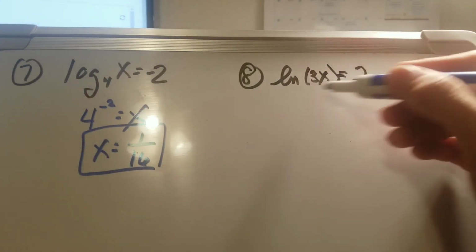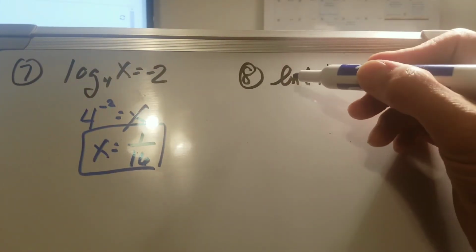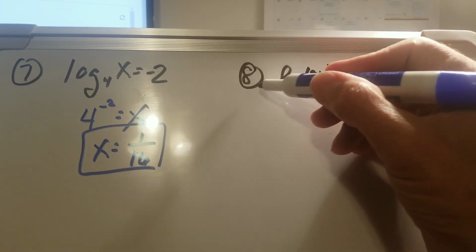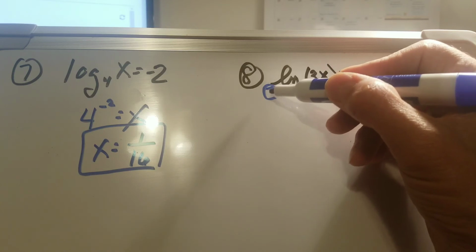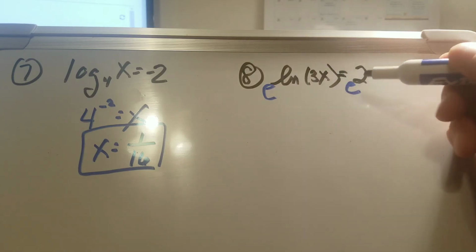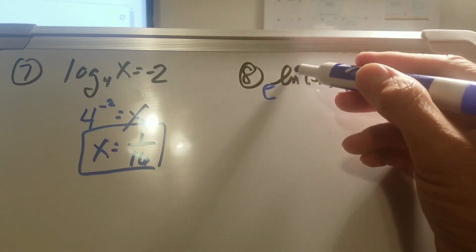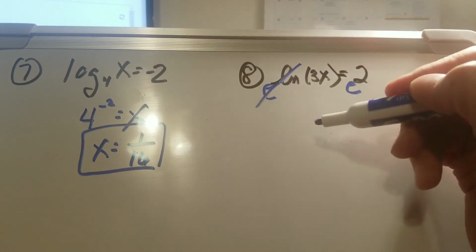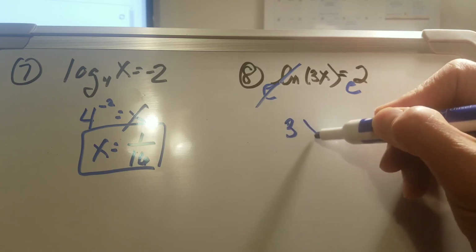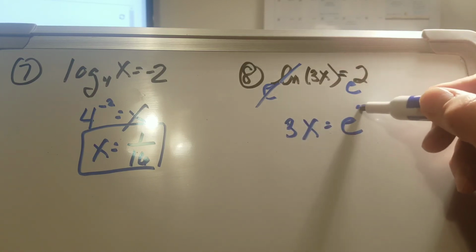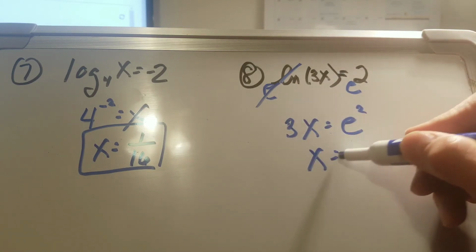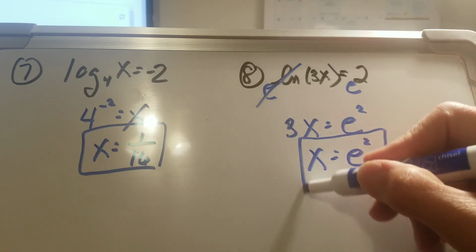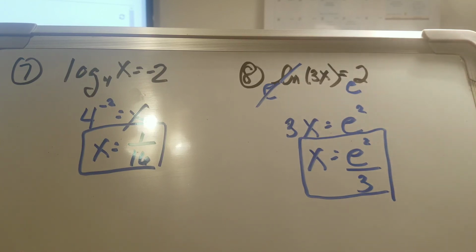Now we have a different problem here. One I've never taught you. What if you have ln of something equals 2? To get rid of the ln, you actually have to use e. E to that equals e to that. E and ln cancel. Make this in a power form. So you get 3x is equal to e to the 2. Divide by 3, x is equal to e to the 2 over 3. This problem is generally not on your final exam.